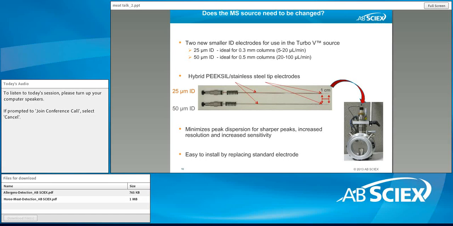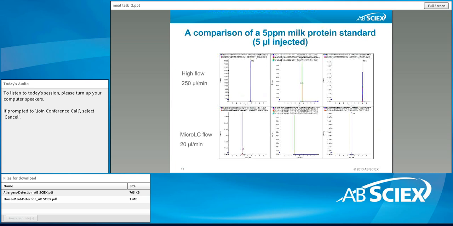And it's an add-on. It means you can use existing Turbo V sources for this work. And this is what I did here. I just simply changed the probe for the 25 micron ID probe and ran the analysis. This just shows you an example of the sensitivity gains you can get.